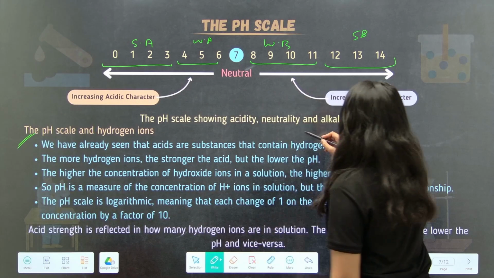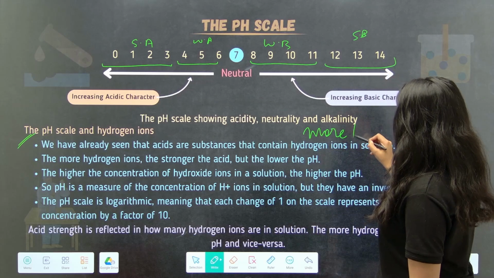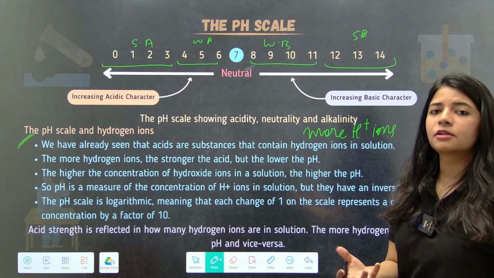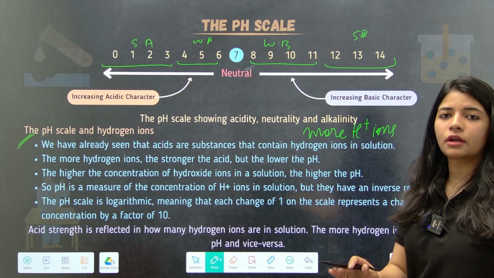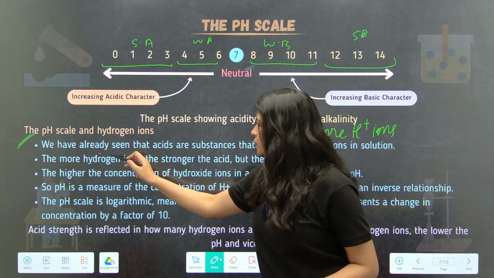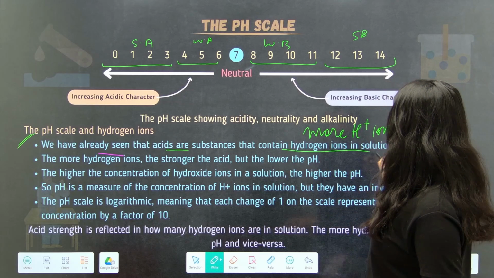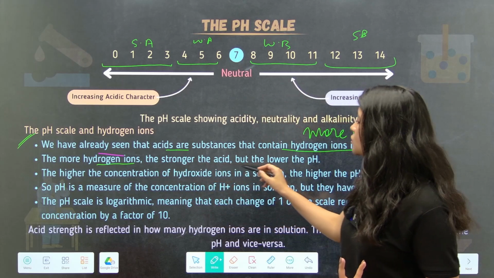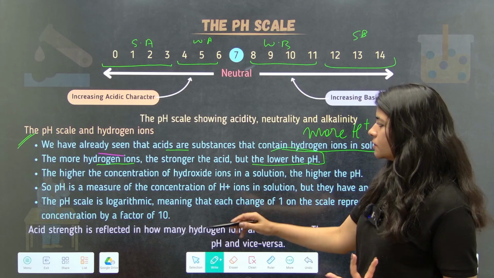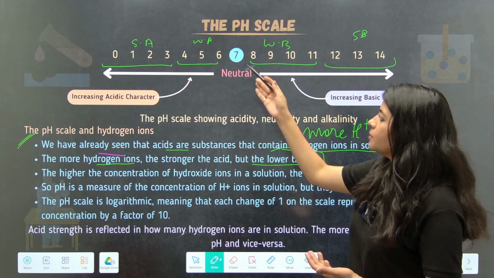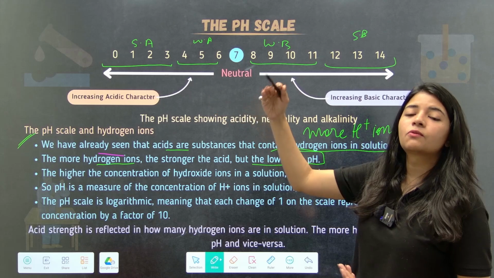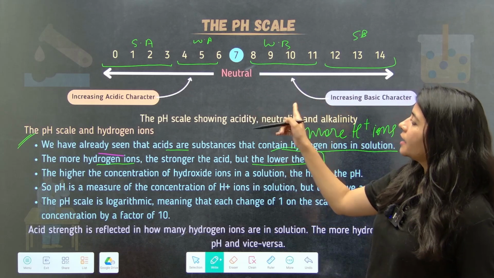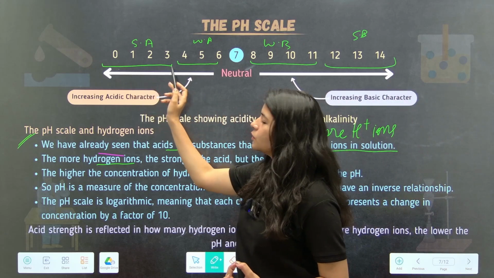Next, the pH scale and hydrogen ions. Now when we get more H plus ions, it means strong acid, it means it is dissociating completely, right? We have already seen that acids are substances that contain hydrogen ions in solution. The more hydrogen ions, the stronger the acid, but the lower the pH, which is obvious, right? Because the strength of the acid increases as the concentration of H plus ions increases, and that will give us the value from 0 to 3.